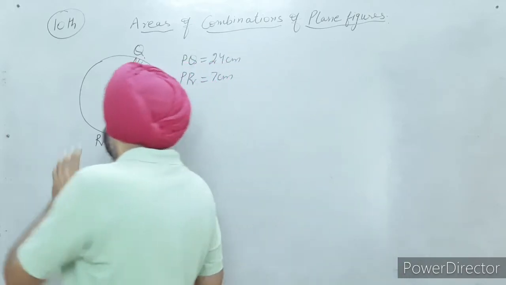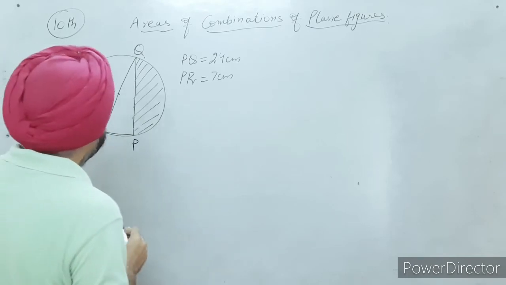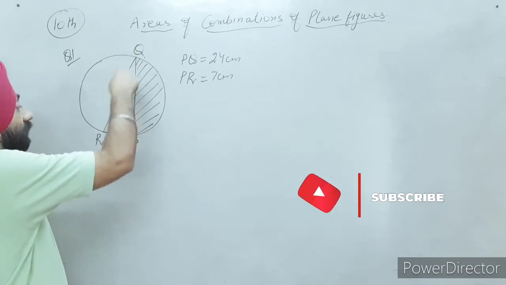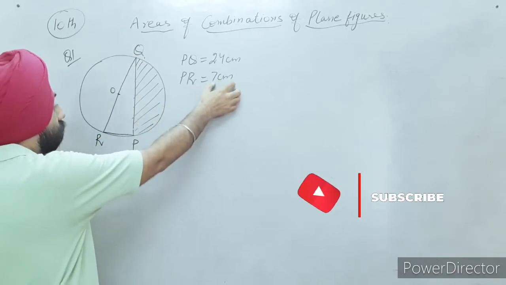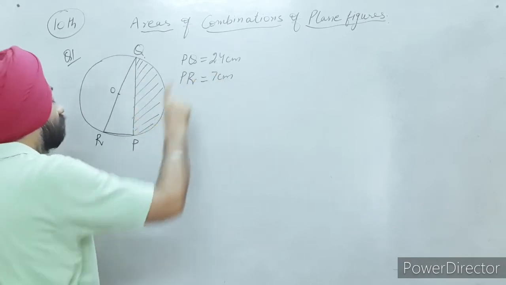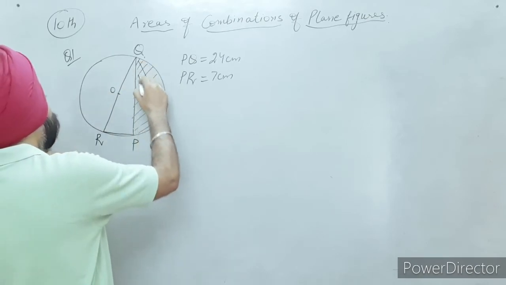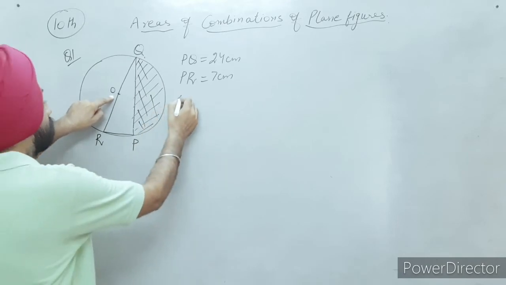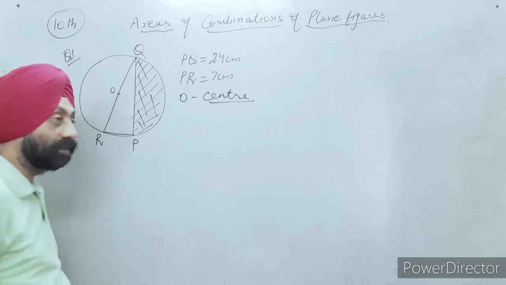Now the question is: a circle is there with RQ as the diameter and PR is 7 centimeter and PQ is 24 centimeter. I have to calculate the area of this shaded region. O is the center of the circle.